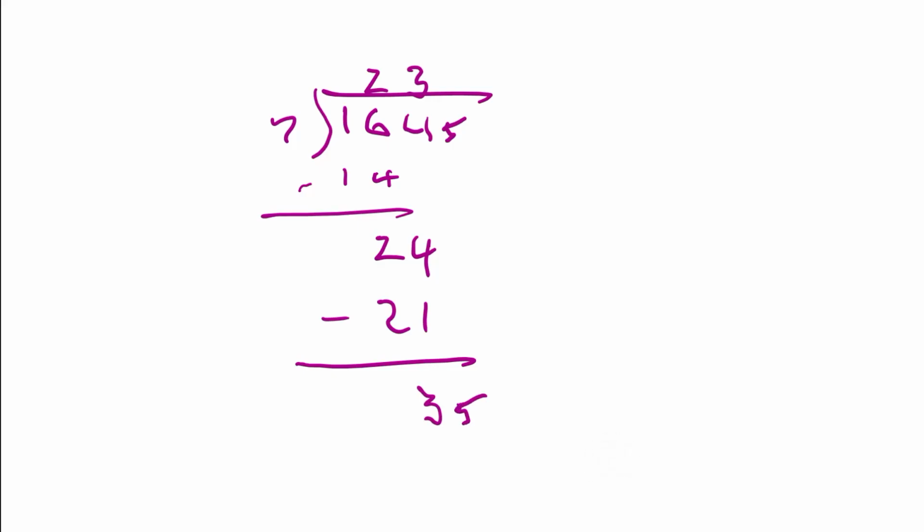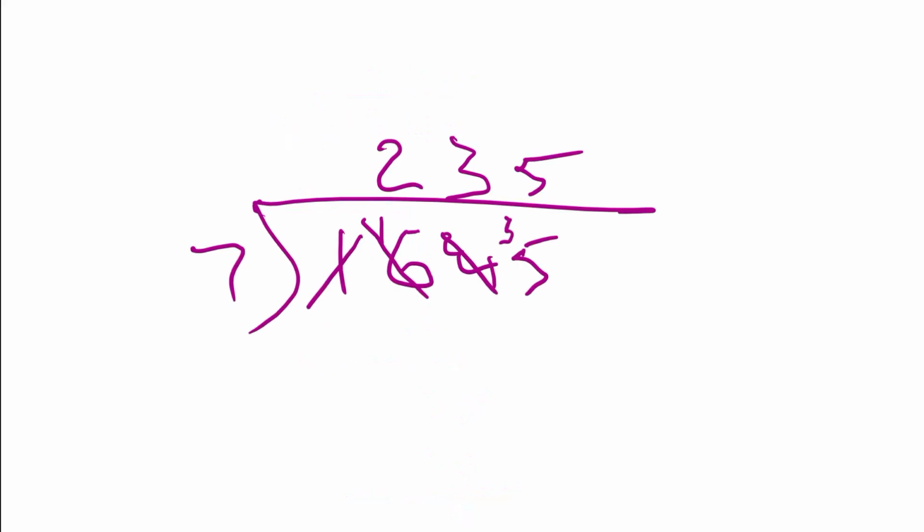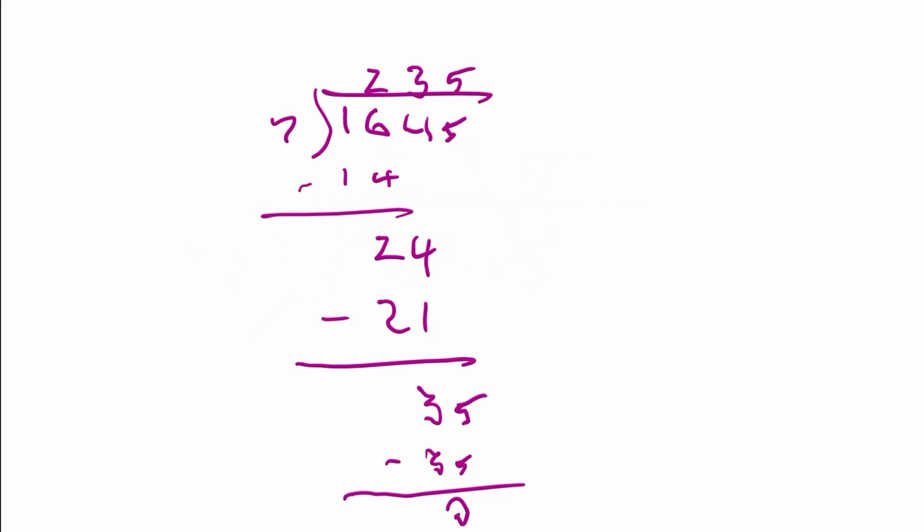And how many 7s fit into 35? Well, there were 5 of them. And 7 5s are 35. And we'll do a bit of subtraction. And we find, hey, there's nothing left over. Great, we've finished. We've got our answer. 235. So 1645 divided by 7 is 235. But hang on, we already got that answer previously. There it is right there, 235. Now, this is long division.